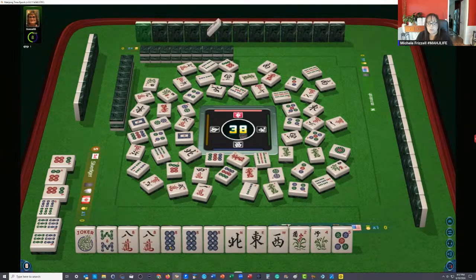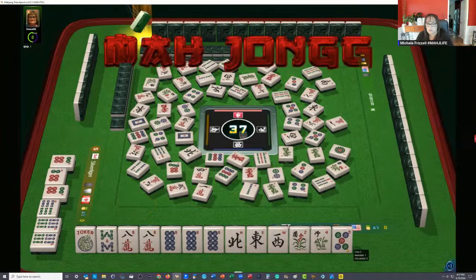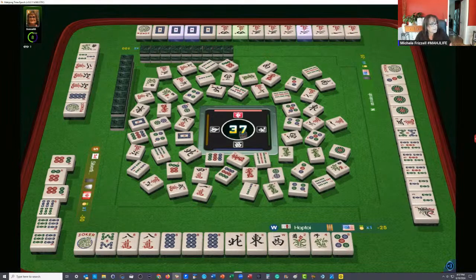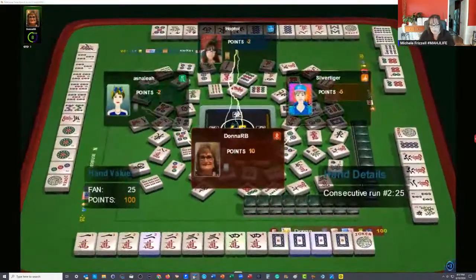We may need to switch 3 to characters. 4 flowers with all like numbers. I'm going to keep that 8 bam because there's, let's see, 4 characters. That was the second south. Mahjong. Okay, so we have a winner. Somebody won by discard, not by us. So that is a loss.